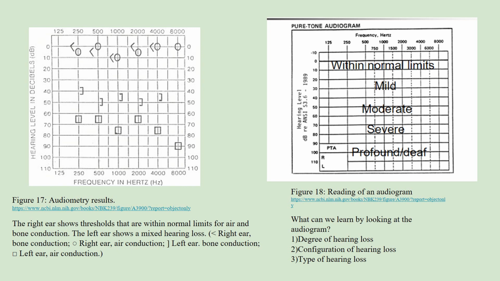By looking at the marks in the audiogram, we will compare the results with the normal results, so we can understand the degree of hearing loss. The kind of hearing loss can also be determined by looking at the different marks for different tests.